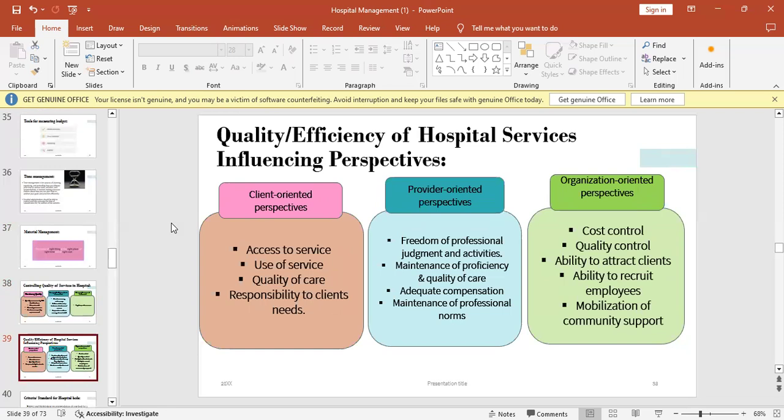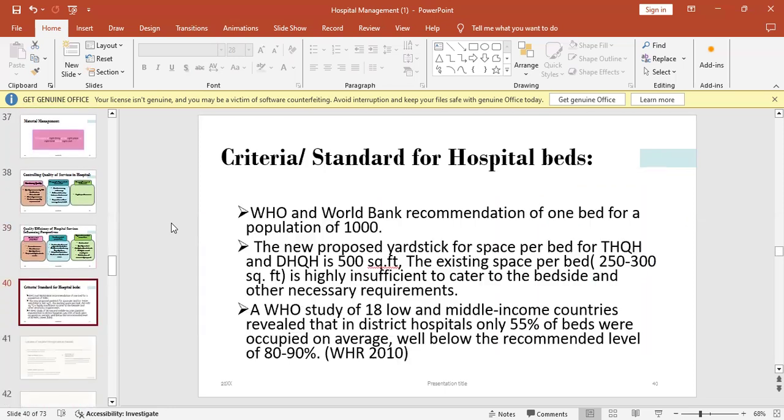Provider-oriented perspectives, that is freedom of professional judgment and activities, maintenance of proficiency and quality of care, adequate compensation, and maintenance of professional norms. And next are the organization-oriented perspectives, that is cost control, quality control, ability to attract clients, ability to recruit employees, and mobilization of community support.